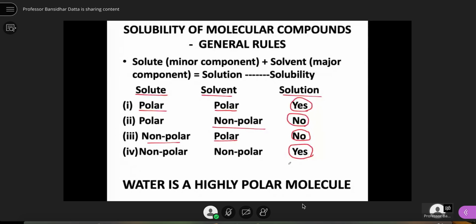And when you have a dissimilar combination, polar with non-polar, or non-polar with polar, it is known.